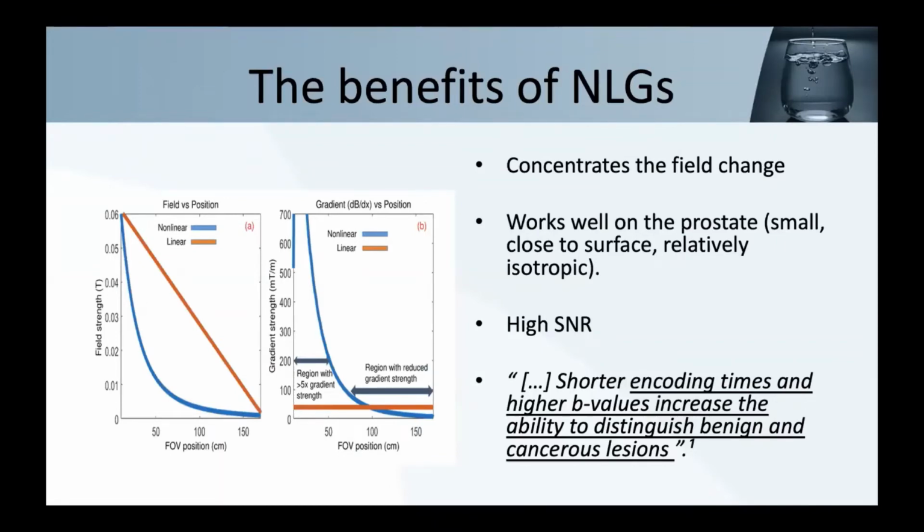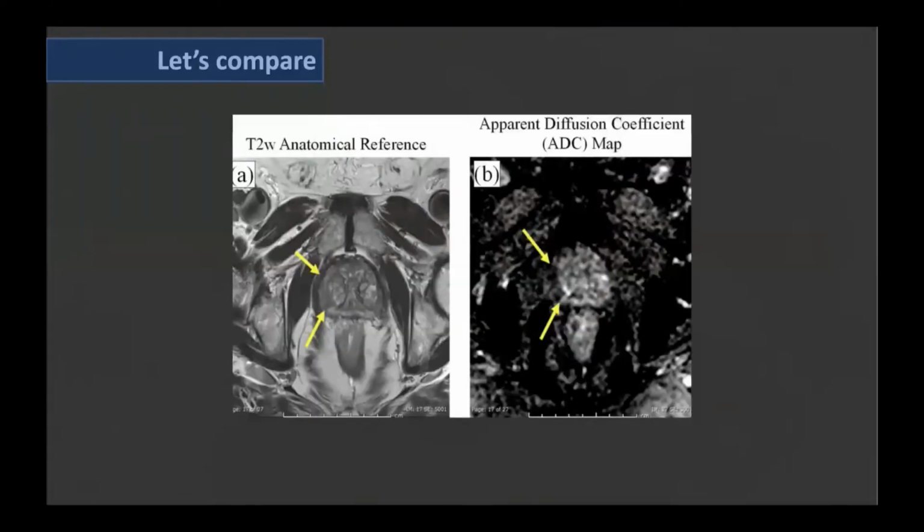So the benefits of NLGs are that they can concentrate the field change. It works very well on the prostate, especially because it's small, it's close to the surface, relatively isotropic, but it works very well also on the breast. It has high SNR, which stands for signal to noise ratio, allowing for a high resolution of the image. Therefore, shortening encoding times and higher B values increase the ability to distinguish between benign and cancerous lesions, which is what we're looking for. So let's compare these two images.